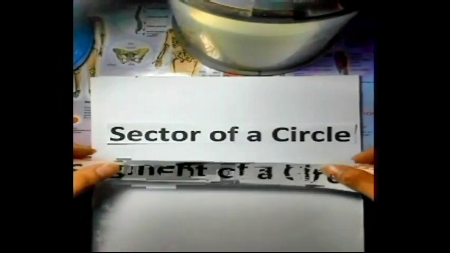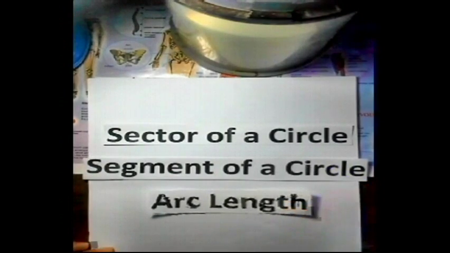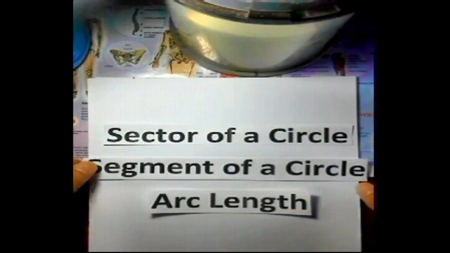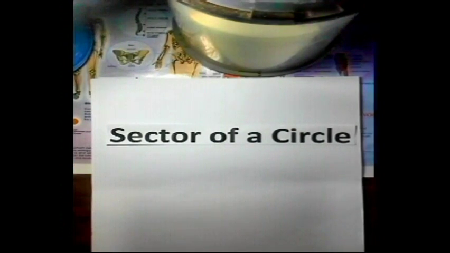Basically, there are three known branches to these: the sector of a circle, the segment of a circle, and its arc length. In this video, we might cover only the basics of getting the sector of a circle. We're not going full depth, but keeping it to the minimum. Without further ado, let's begin.